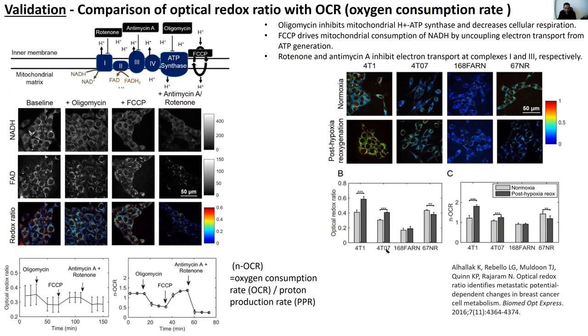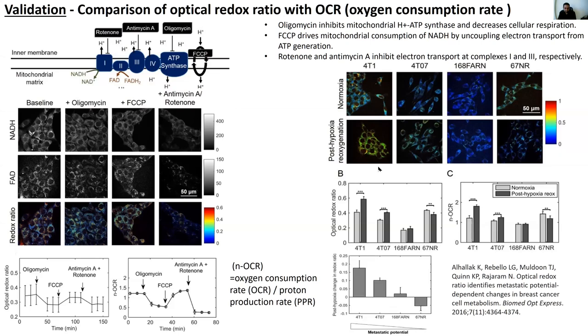This graph is the optical redox ratio, OCR, in 4 different types of cell line. In two of them the optical redox ratio goes up, in FARN it doesn't, and in NR it actually goes down a little bit. Same exact behavior here. What they realized is that by looking at these, they can actually look at the metastatic potential of the cells, and these cells are more metastatic, so they have a higher change. So this is another validation for the approach to BOR.